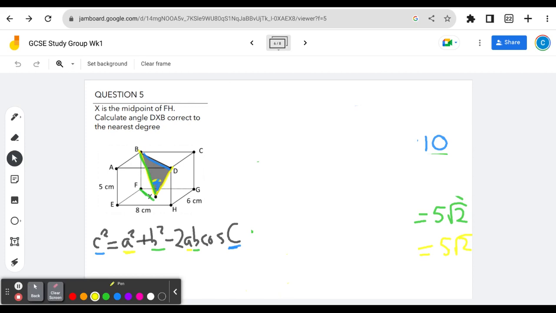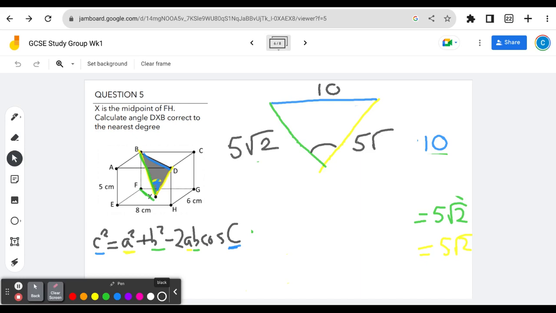Okay, so let's draw this triangle as a two-dimensional representation. So we have the yellow side, we have the green side, and then we have the blue side there. I'll write in black now. And that's the angle we're trying to find. So we worked out that that was 10. And we worked out that that was 5 root 2. And we worked out that this is also 5 root 2. Okay, and we are trying to find the angle between them. All right, so I'll just make a bit more space quickly.